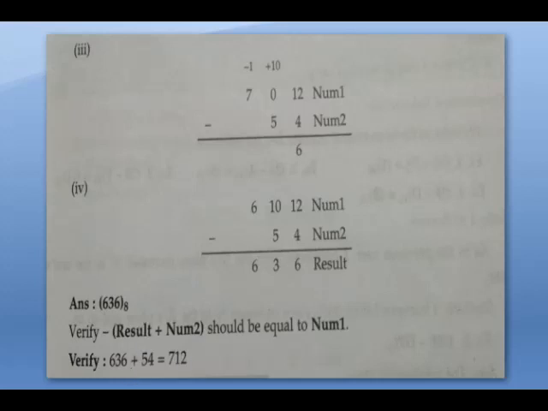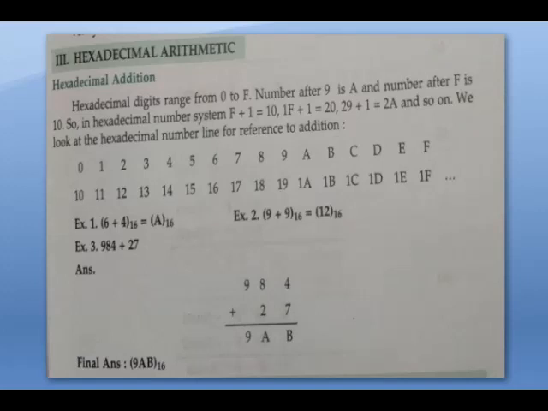Next one is hexadecimal arithmetic, hexadecimal addition. Now we are going to see it. Hexadecimal numbers range from 0 to F, a total of 16 numbers. Now we are going to see how to do the hexadecimal addition. 6 plus 4 is 10. 10 means, after 9, A. So the answer is A to the base 16.